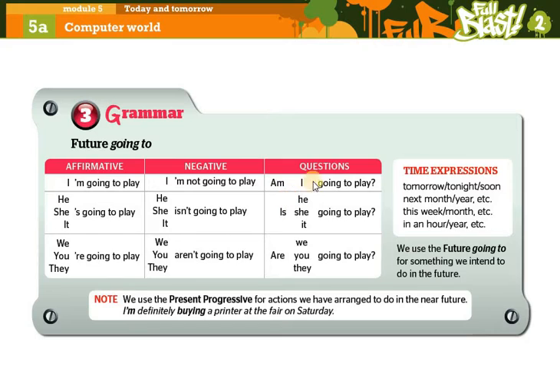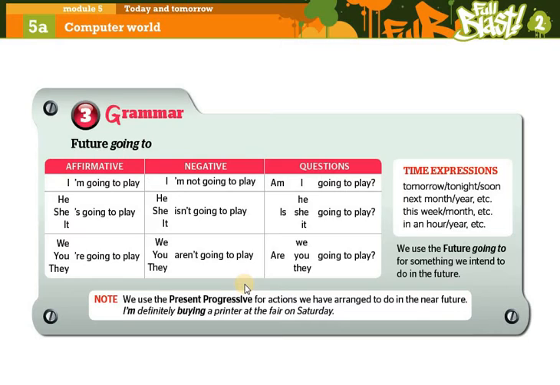In the question form, you invert the subject and the verb to be, which is the auxiliary of the future going to. So I am going to play becomes: am I going to play? Is he, is she, is it going to play? Are we going to play? It's a kind of inversion of the subject and the verb. As we said, we use the future going to talk about our plans.